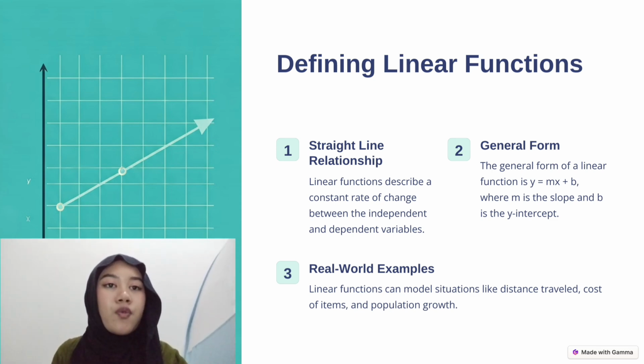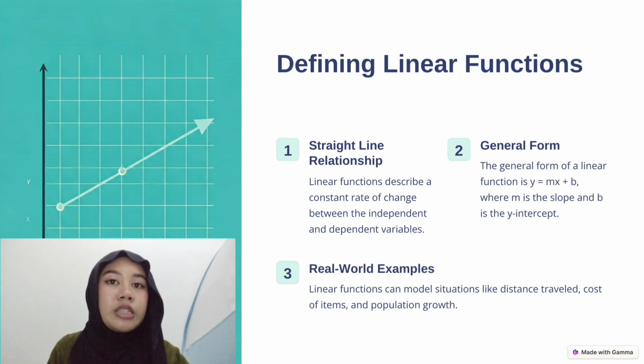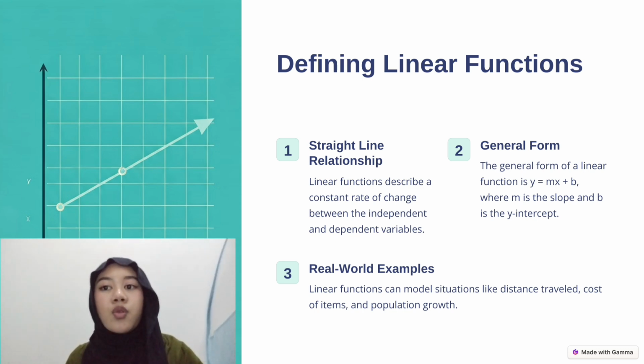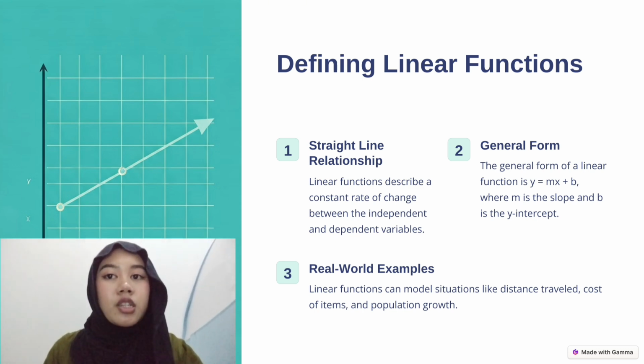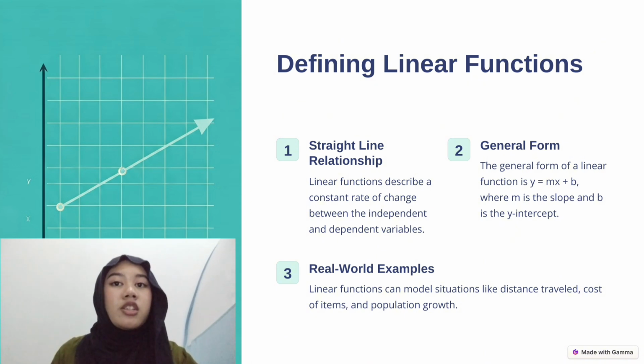2. General form. The general form of a linear function is y = mx + b, where m is the slope and b is the y-intercept. 3. Real-world examples. Linear functions can model situations like distance traveled, cost of items, and population growth.